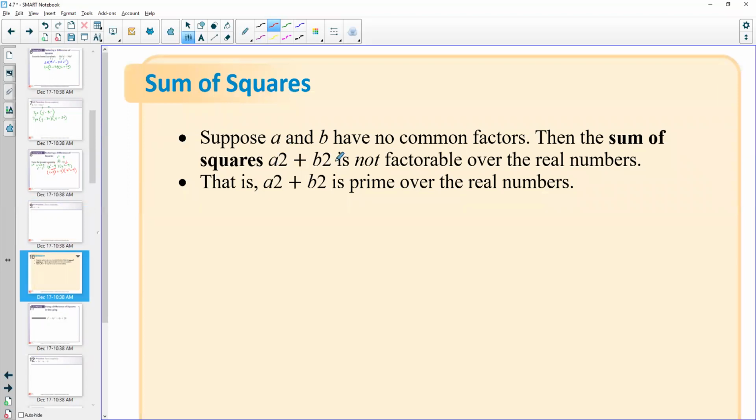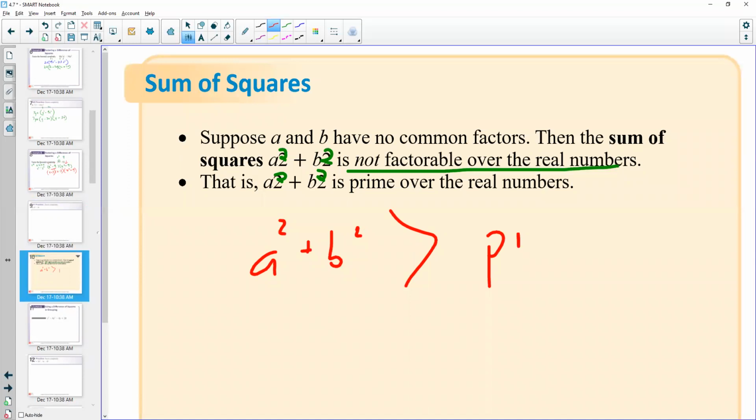Oh, shoot. So if a and b have no common factors, the sum of squares, these should be exponents. I don't know why this keeps retranslating. I keep fixing them, and they keep giving themselves back. a squared and b squared. We cannot factor it. We said this before. So a squared plus b squared is prime. When you see this, the answer is this. Okay?